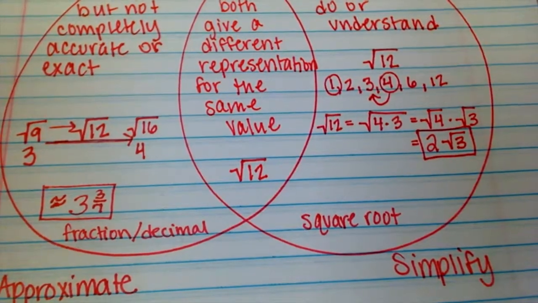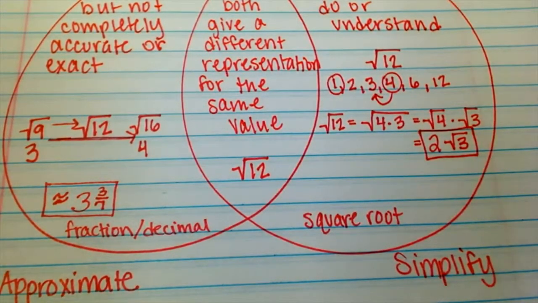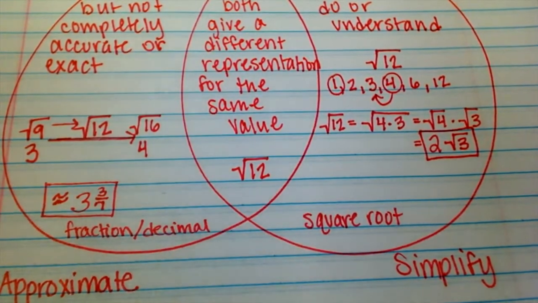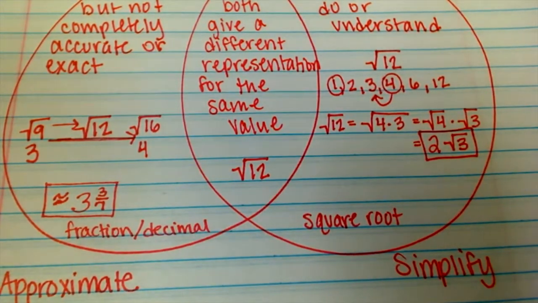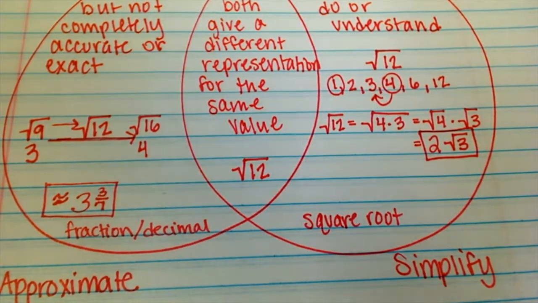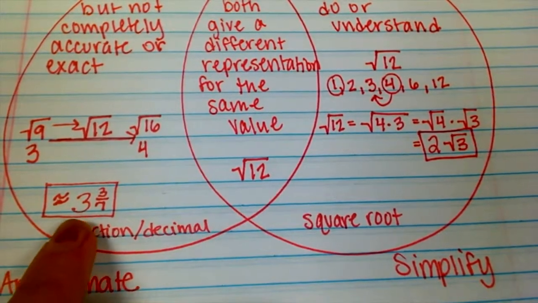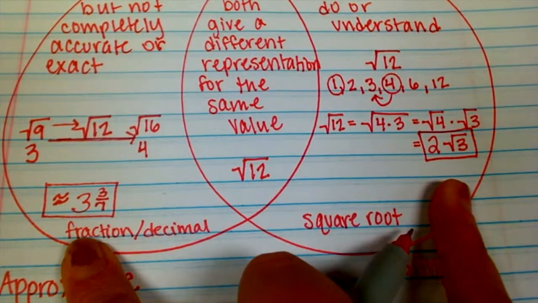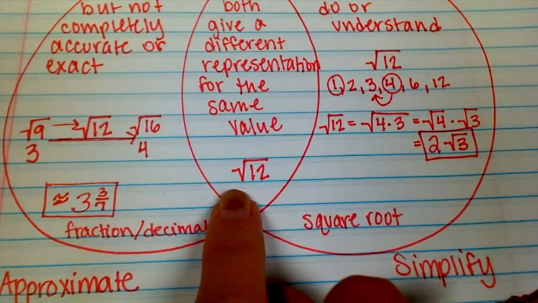Okay? I've also explained it like, think of the color red. That word has many different representations. You can say that word or that meaning in French, in Japanese, in Chinese, in Spanish, in English, all different languages, but it still represents the same color. So even though this approximation looks totally different from the simplification, both of them represent the same value of the square root of 12.